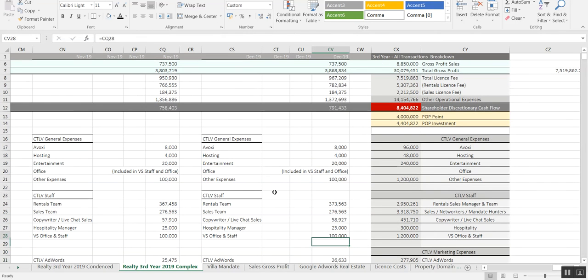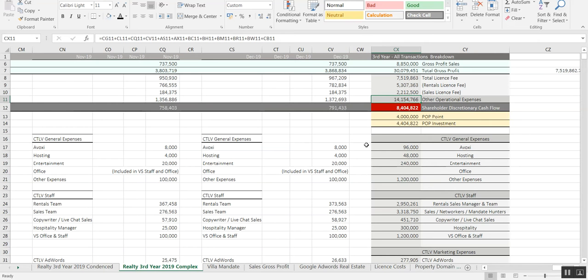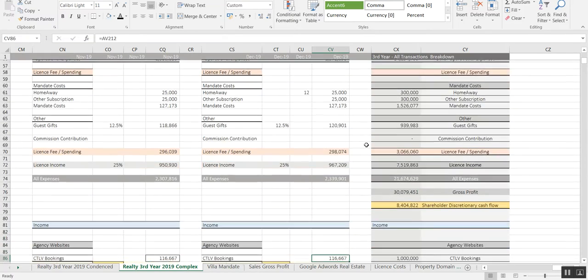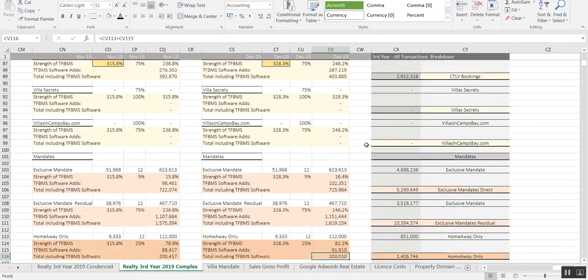Obviously, if this makes less money, it's safe because these are all going to go down. We've got a whopping great big 100,000 here for Villa Secrets office and staff. That's the marketing department and other expenses. And a lot of this money here, operational funding, will go down should it not work as well.